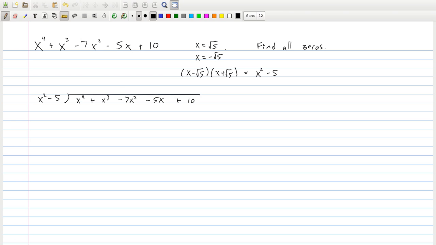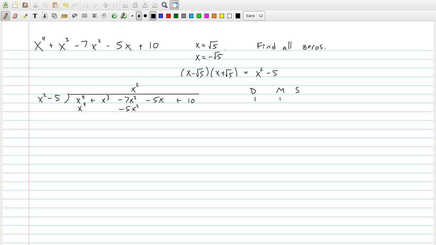We have our long division set up, and now we'll go through our three-step process for dividing. Divide, multiply, subtract. So first we divide. That is, we take the leading term, x to the fourth, divided by the leading term of the divisor. X to the fourth divided by x squared is x squared. Next we multiply. X squared times x squared minus 5 gives us x to the fourth minus 5x squared.